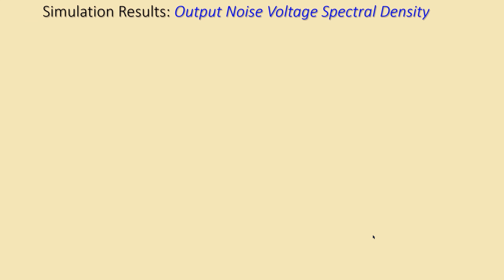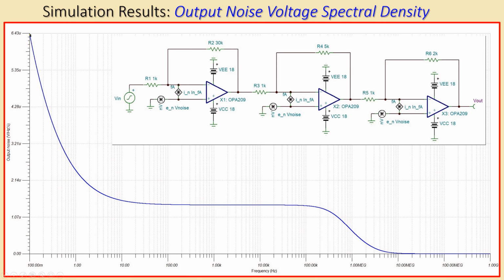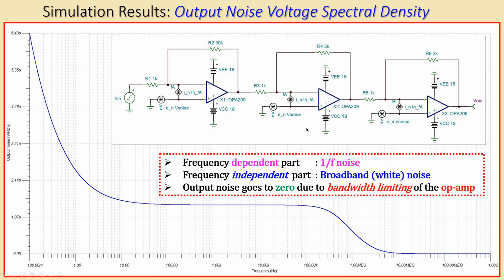Now let's also look at the output noise voltage spectral density, very important. You can see again the 1 over F noise region, the broadband part. What you also see is that the output noise voltage spectral density will approach a value which is 0. That is due to the bandwidth limiting of the op amps. So the frequency dependent part is the 1 over F noise, the independent part is the broadband part here, and it goes to 0 because of the bandwidth limiting of the op amps. If you didn't have any bandwidth limiting, this would of course just stay constant at this value.